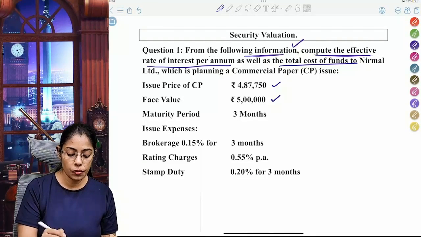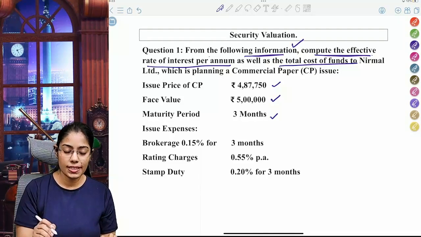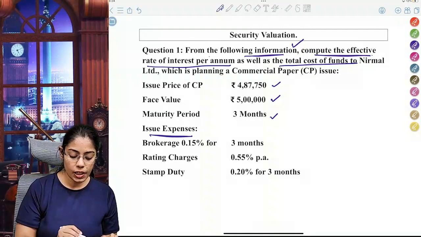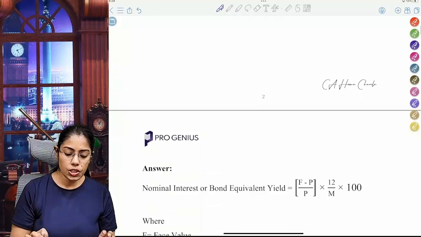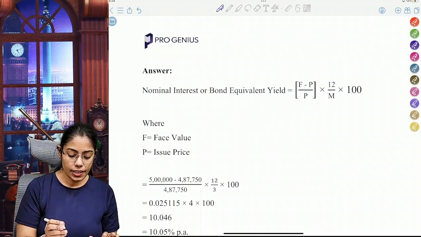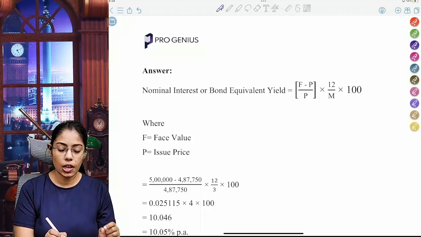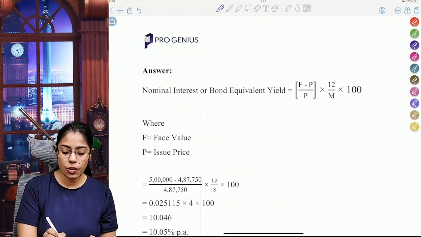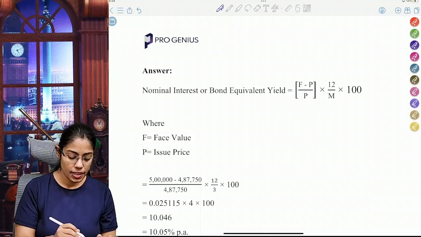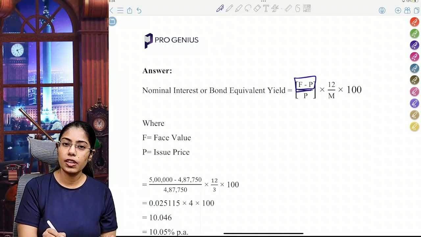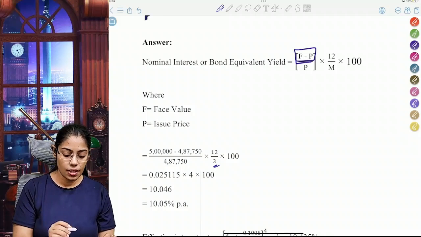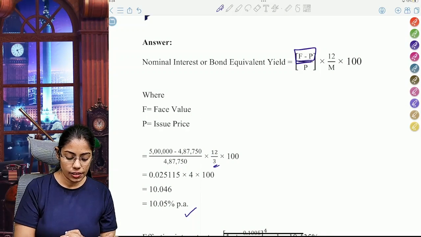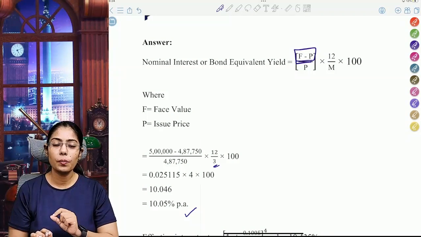Issue price is given, face value is given, maturity period is 3 months, and issue expenses are given: brokerage, rating charge and stamp duty. First you will calculate your interest rate, which is similar to the discount rate, that is face value minus issue price, divided by the issue price. This is the discount you are giving. So face value minus issue price divided by issue price, multiplied by 12 divided by M, that is 3 months. This way you get the interest rate as 10.05% per annum.